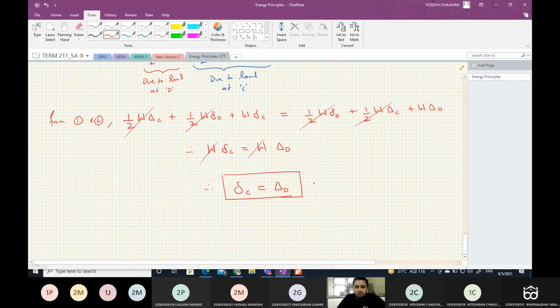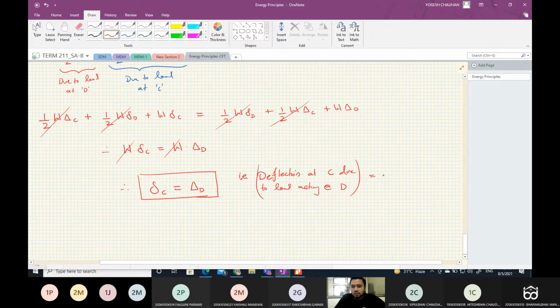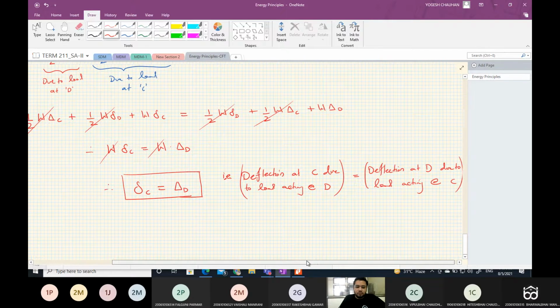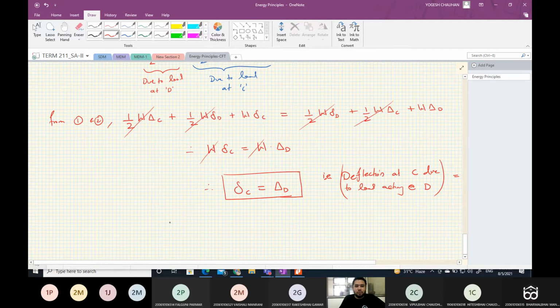So this implies that, or we can write this as, that is, deflection at C due to load acting at D is equal to deflection at D due to load acting at C. Okay, so this is the proof of Maxwell's reciprocal theorem.